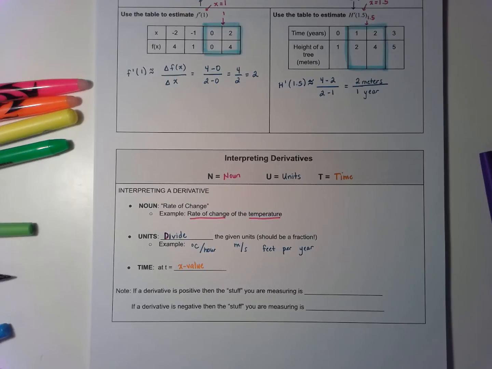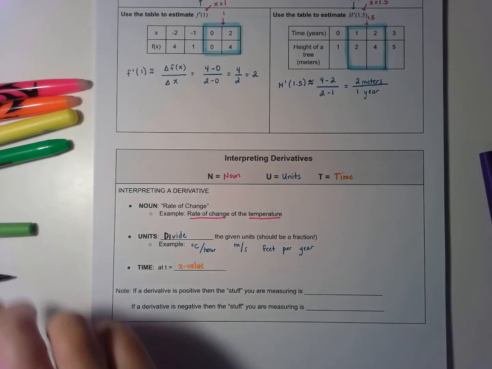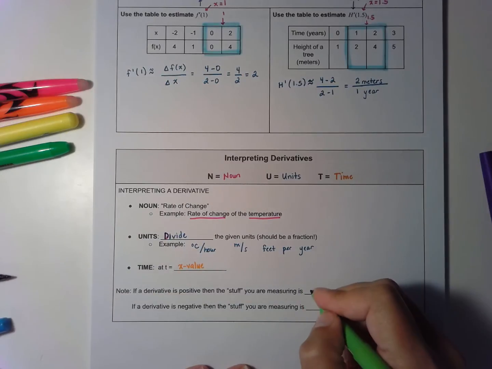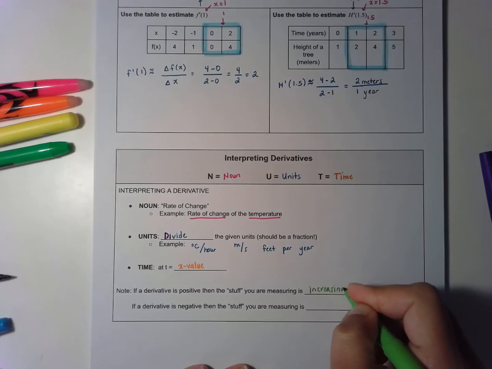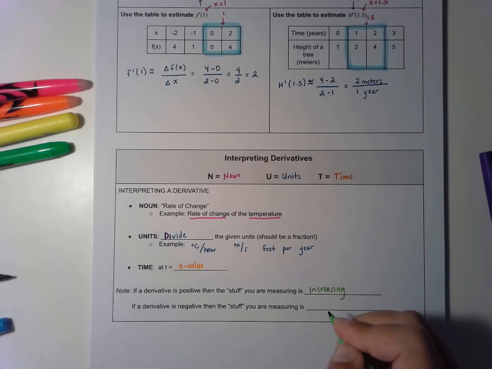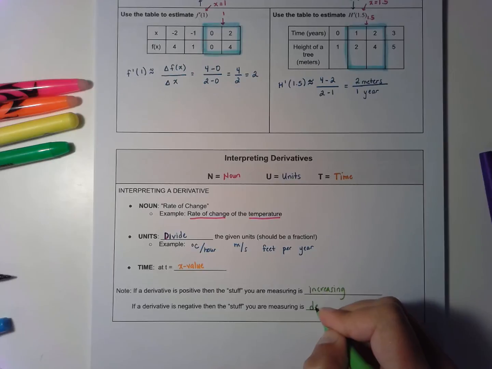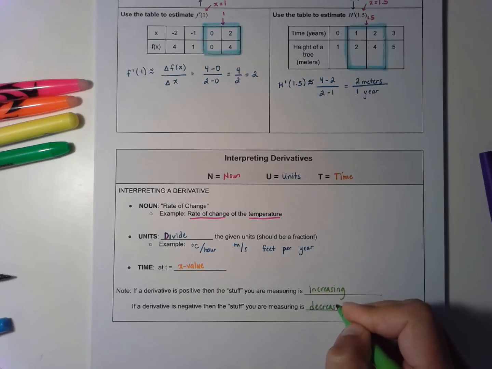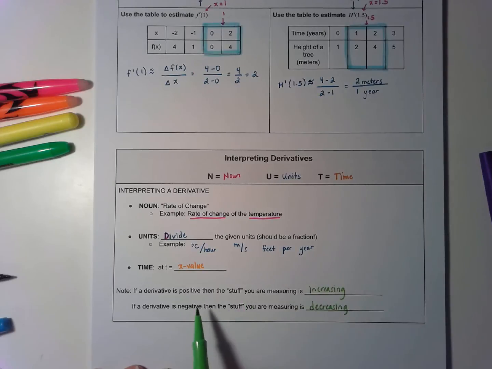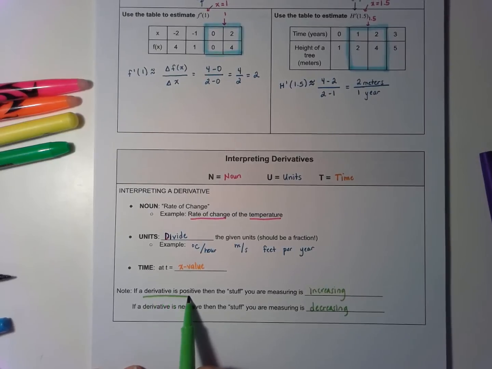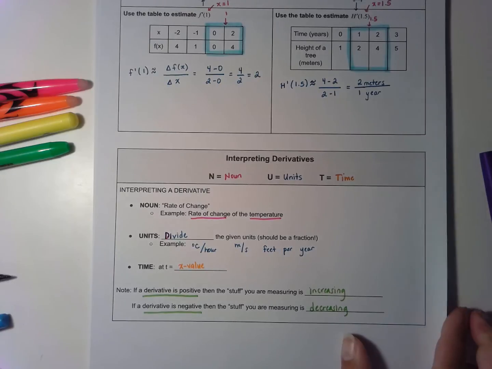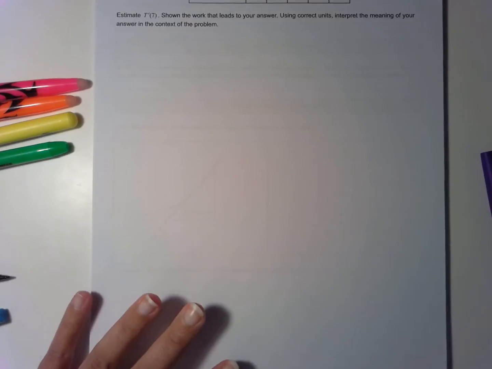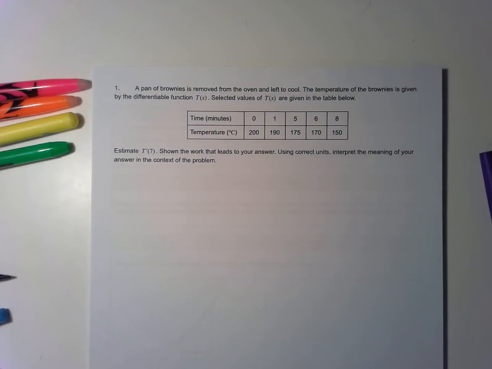Note that if a derivative is positive, then the stuff that you're measuring is going to be increasing in quantity or value. And if the derivative is negative, the stuff that you're measuring is going to be decreasing. So because a derivative is your rate of change, if a derivative is positive, the stuff is going up. And if the derivative is negative, the stuff is going down. Okay, let's go ahead and do number 1.